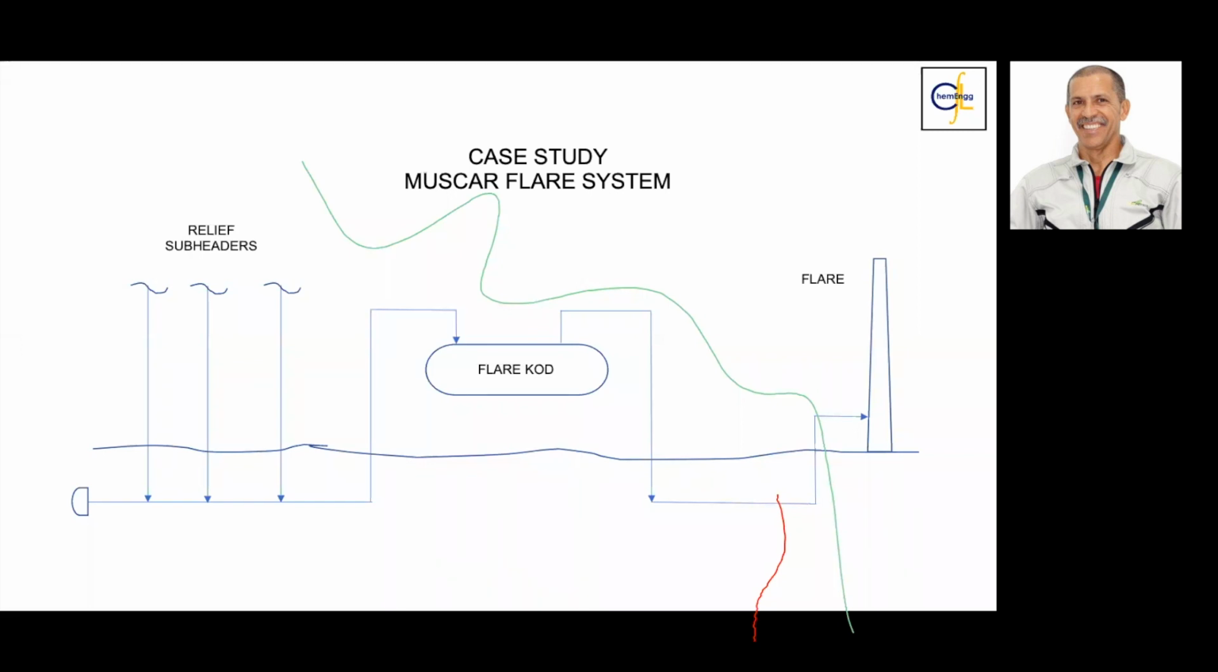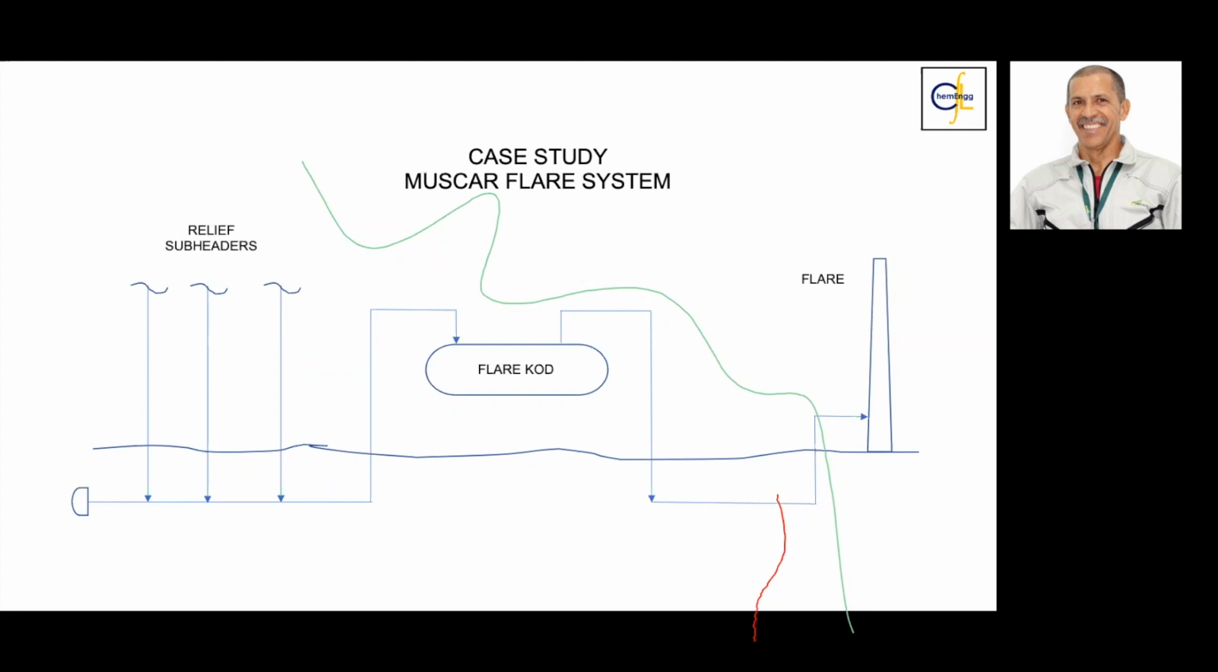And then what happened? The flare knockout drum couldn't withstand the pressure, and it exploded. Because remember, this flare knockout drum normally has a design pressure of 50 psi. So it's no more than that, because this is supposed to operate at atmospheric pressure. So you have atmospheric pressure at the flare, and maybe we put 5 to 10 psi for the operation of this flare knockout drum. So this system operates at low pressure, in fact.